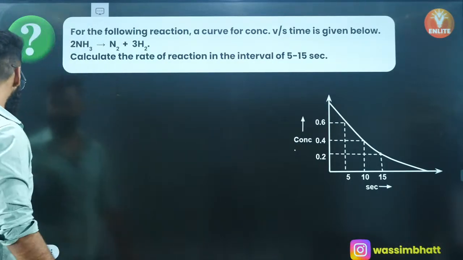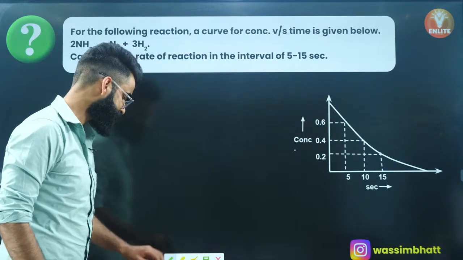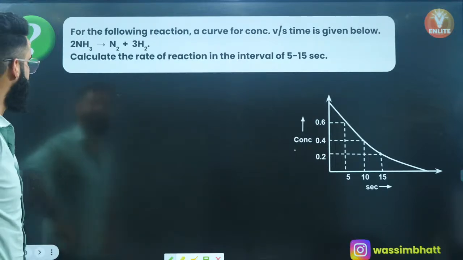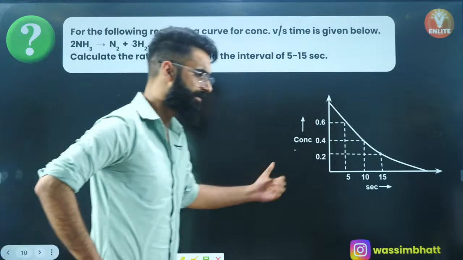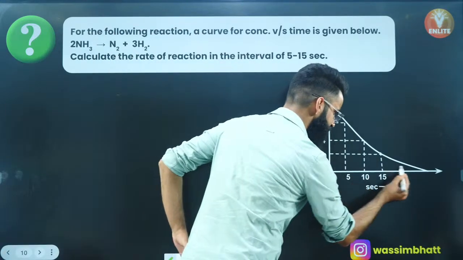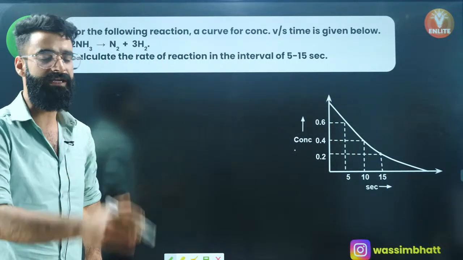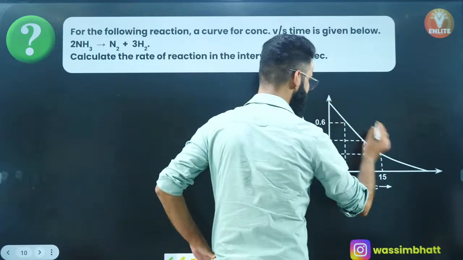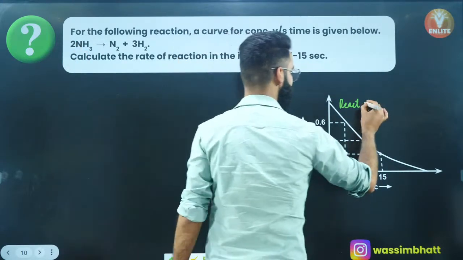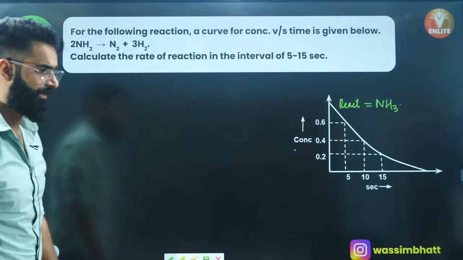Look at this particular question, my dear people. See what the question exactly says. Have a look. For the following reaction, a curve for concentration versus time is given. Since the reaction is given, and for this particular reaction we are given a curve, right? Well, people, as you can see, as the time passes, the concentration keeps on decreasing, and you know, concentration of reactant decreases with time, right? So this is basically the curve which is valid for the reactant. Perfect. And what is my reactant over here? That's NH3. So the curve is valid for NH3, right?